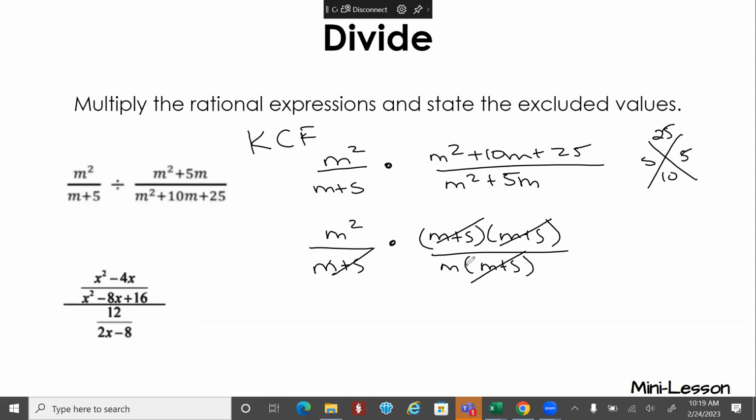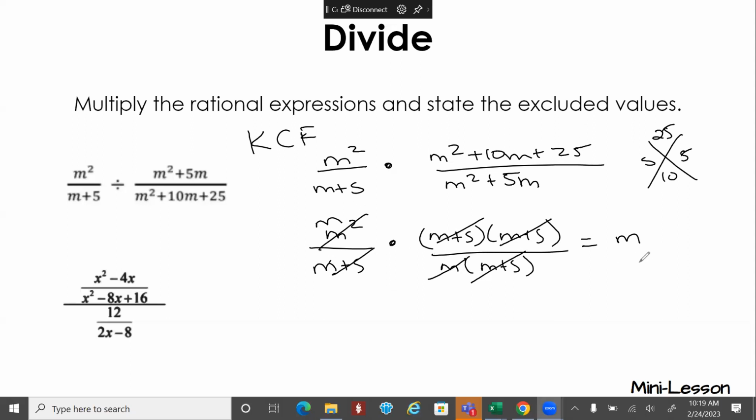Okay, can we cancel anything else? There's an m squared here and an m. Take an m out, right? So that's left with one m. So that'll be m is our final answer. What do we need to include? Minus 5.